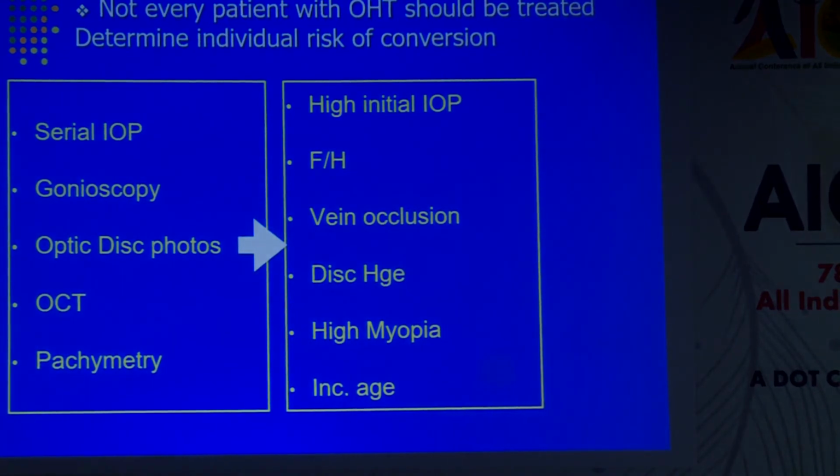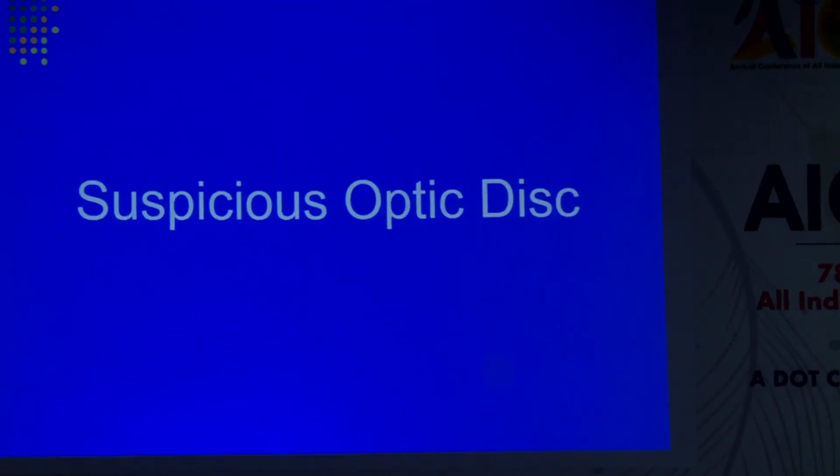So not every patient with ocular hypertension should be treated. Determine an individual risk for progression. We find out all these factors that have been discussed. Look at all those risk factors, vein occlusion, disc hemorrhage, myopia, age, that have been discussed, and then decide whether we need to treat that patient or follow up that patient.